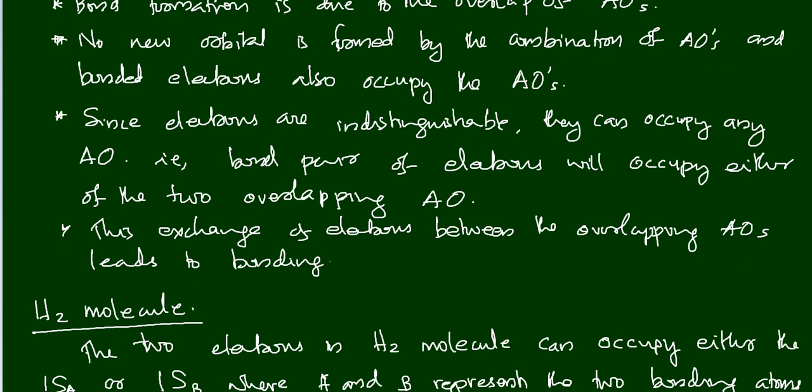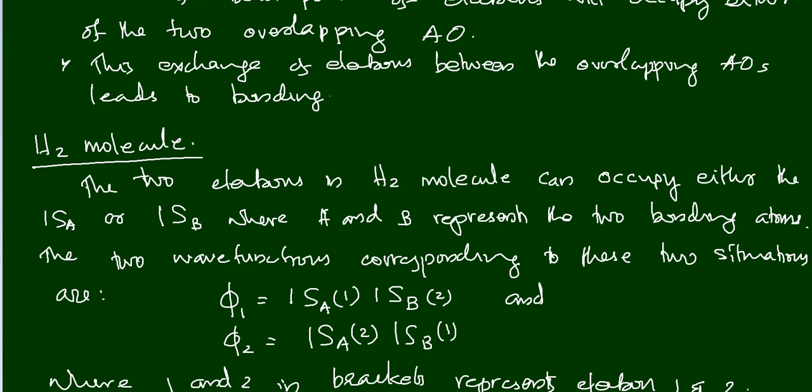The atomic orbitals will have the electrons occupied in them, and these electrons will be exchanged between the combining atomic orbitals, and this exchange of electrons between the participating atomic orbitals leads to the bonding. So that is the core of VB theory. Now let us consider an example, that is a hydrogen molecule.